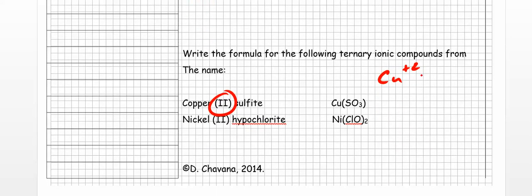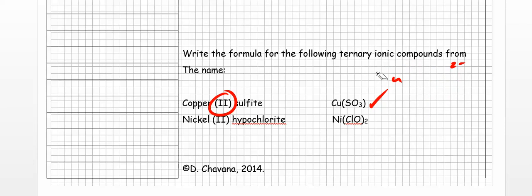So I'm going to say SO3 like that. I'm going to put that in parentheses, and that's 2 minus. I could have said -2. Either way is fine. But look what's going to happen. When I do the switch, they're going to cancel each other out, and I'm left with CuSO3. So copper 2 sulfite becomes CuSO3, just like that. Okay? Does it make sense?